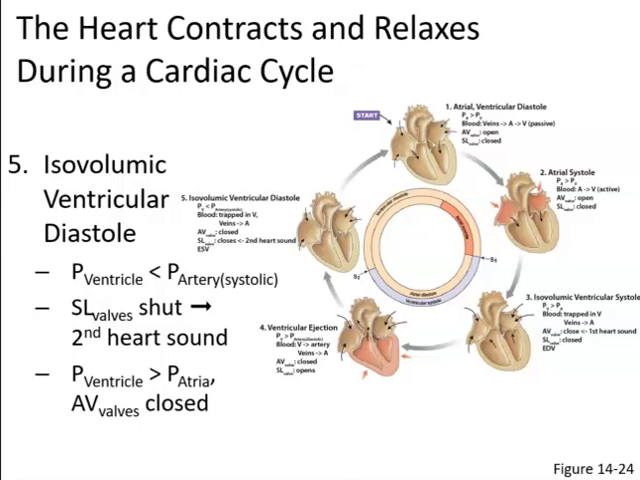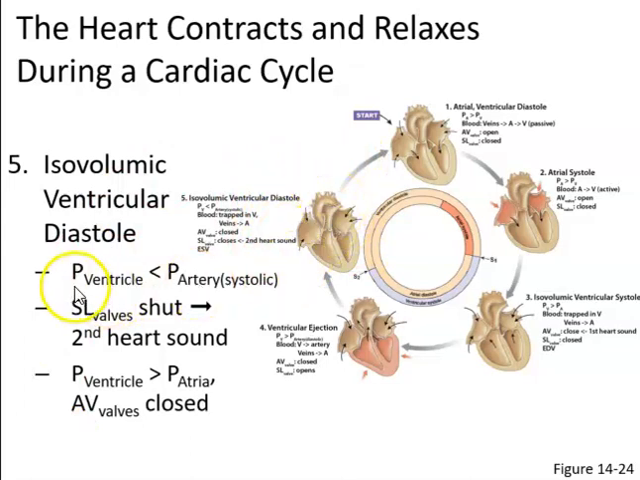The next phase of the cardiac cycle is phase 5. This is a period of isovolumic ventricular diastole. Now this is the same as systole, but instead of generating pressure, we are actually reducing pressure. Okay, so here we have isovolumic ventricular diastole.